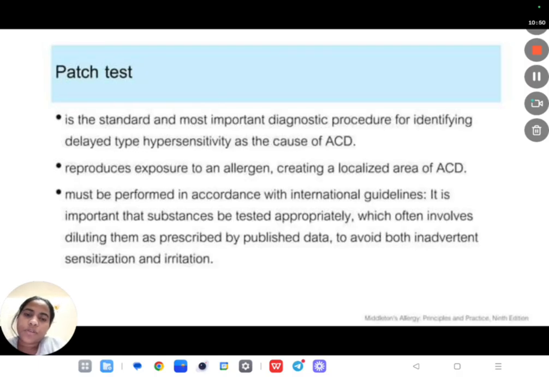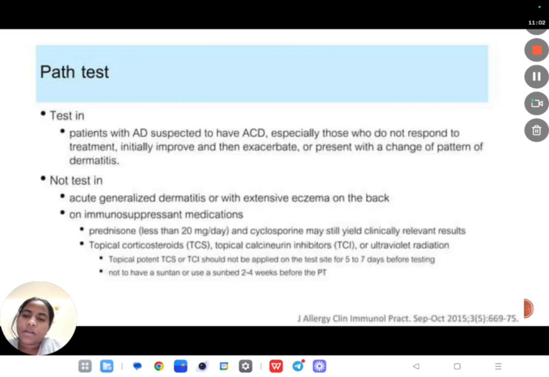Patch testing is the standard and most important diagnostic procedure for identifying the delayed-type hypersensitivity cause of ACD, by reproducing exposure to an allergen, and must be performed in accordance with the international guidelines. Test the patient with AD suspected to have ACD, those who do not respond to treatment, initially improve then exacerbate, or present with a change of pattern of dermatitis. Patients with acute generalized dermatitis or extensive eczema, or on immunosuppressant medications, are not tested. These are the two things in which testing is not done.